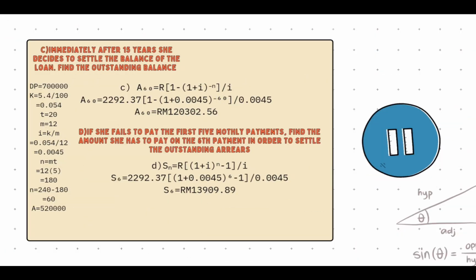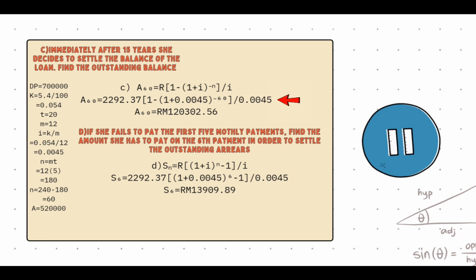Okay, now let's move to question C. Immediately after 50 years, she decides to settle the balance of the loan. Find the outstanding balance. So, we use the formula for the outstanding balance after 50 years. The formula is A equal to R, open the bracket, 1 minus open bracket again, 1 plus I, close the bracket, power of negative 60, close the bracket, divide by I.